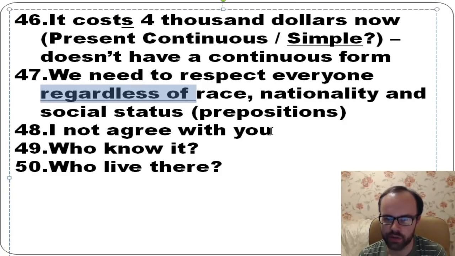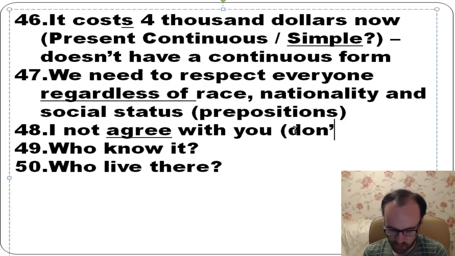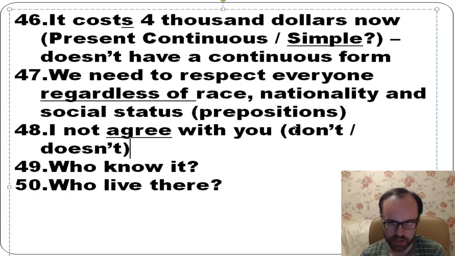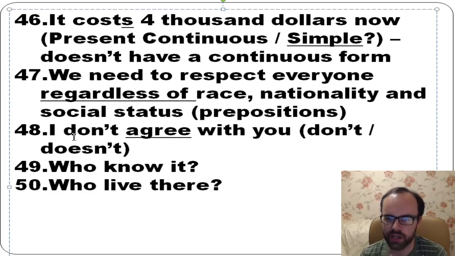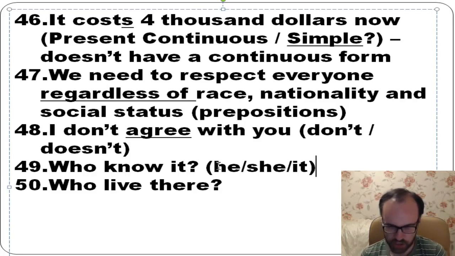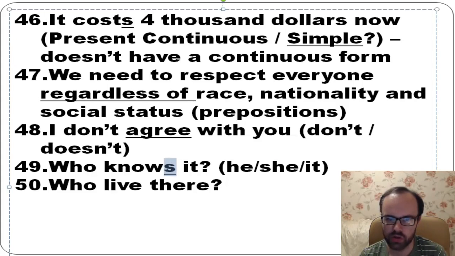Okay, next. I not agree with you. So there is a verb. It's present simple. And you know that we say a negative form. Yeah, don't or doesn't. I don't. You can say a full form, do not, but we usually say a short form, I don't agree with you. Okay, who know it? So who means he, she, it. So if we have he, she, it, we add s. Who knows it? Next, who live there? It's the same thing. We add s, who lives there.